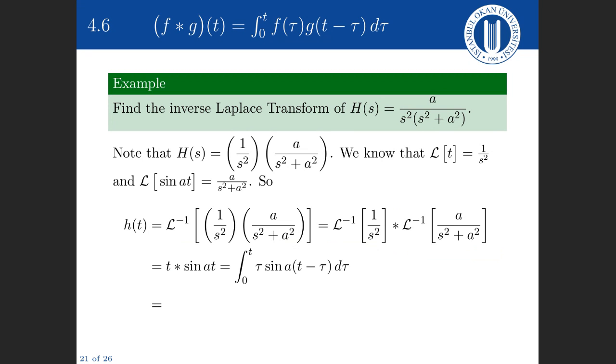So that's just t convolution sine at, and we can calculate this using the integral form, to get at minus sine at over a squared. If we solve this problem using partial fractions, we would get exactly the same answer, but our calculation might take us longer.